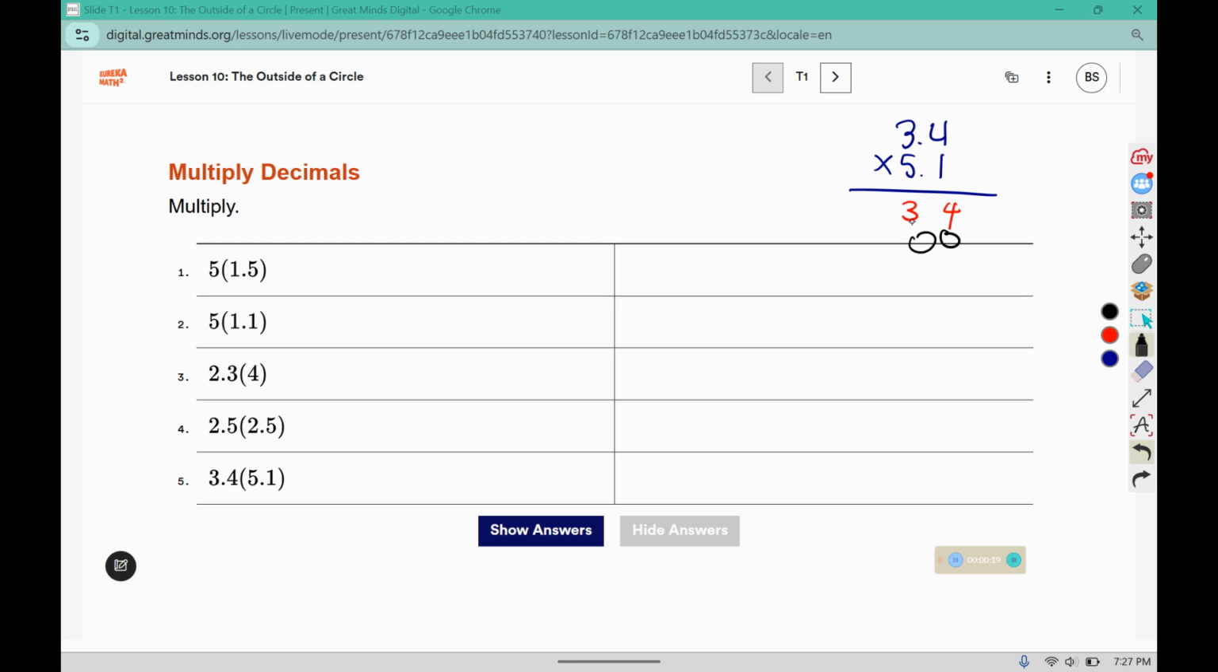5 times 4 is 20. 5 times 3 is 15. Plus 2 more makes 17. And then I can add them up. That would be 4, 3, 7, and 1. I have 2 decimal spots in the question, so I need 2 in the answer as well. So this is 17.34.